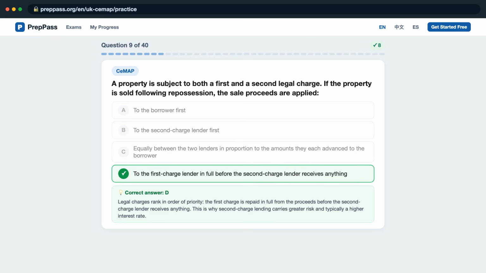The correct answer is D. Legal charges rank in order of priority. The first charge is repaid in full from the proceeds before the second charge lender receives anything. This is why second charge lending carries greater risk and typically a higher interest rate.